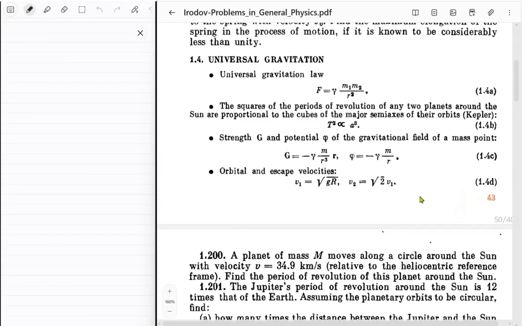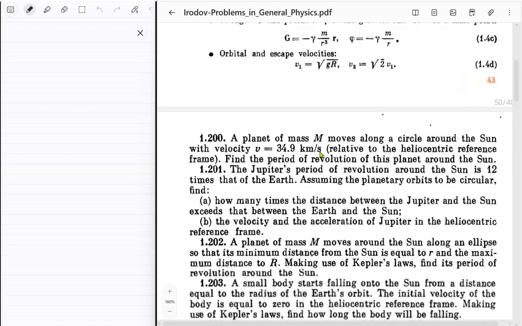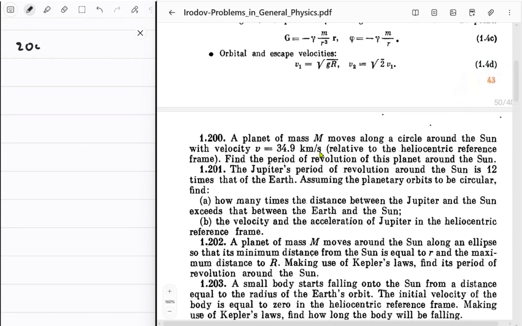It's been a long time since I've done this. So let's start. Universal gravitation. Yeah, I know all of this stuff. We don't need to do this. Okay, just start. First question, or I should say the 200th question.